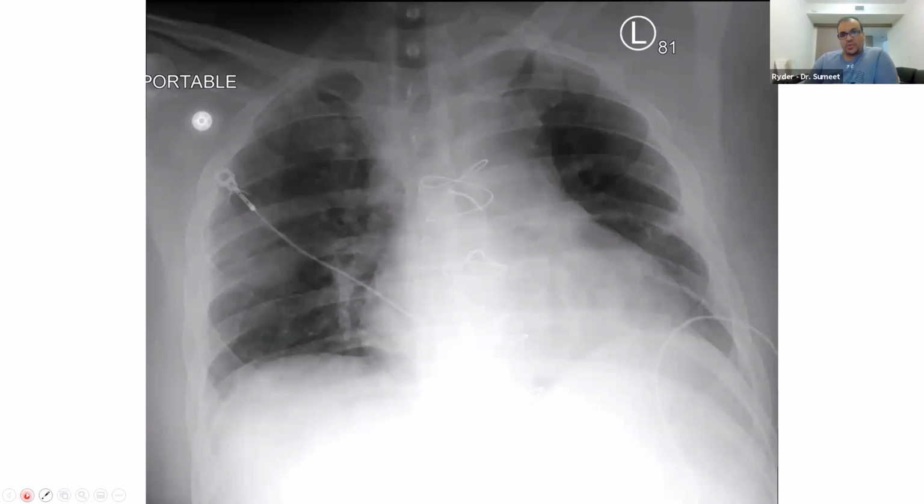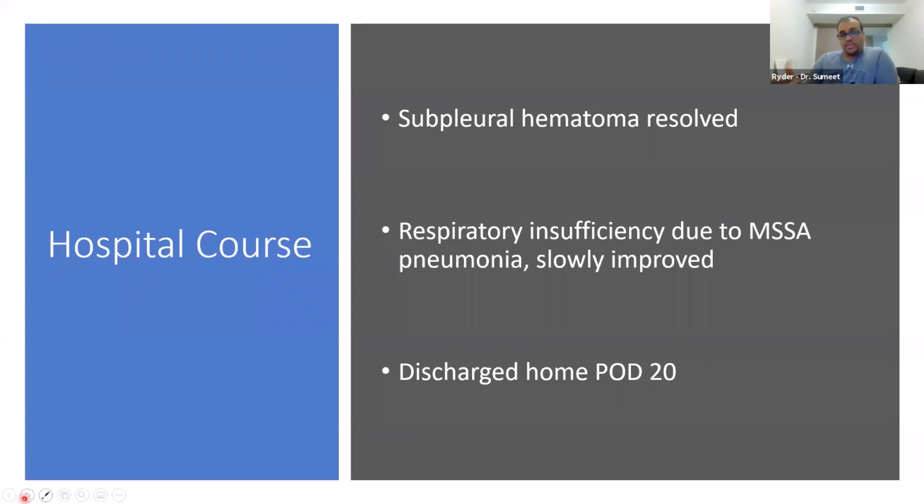This was his X-ray about a week after that. You can see that on its own, the fluid seems to have resolved. So it may have been some component of hematoma and some component not. For the rest of his hospital course, the subpleural hematoma essentially resolved. Like I said, the cultures had been positive for an MSSA pneumonia, and that slowly improved.